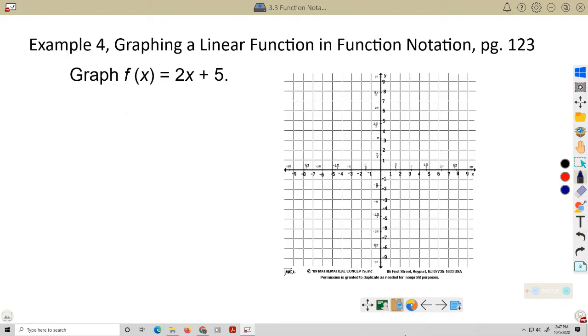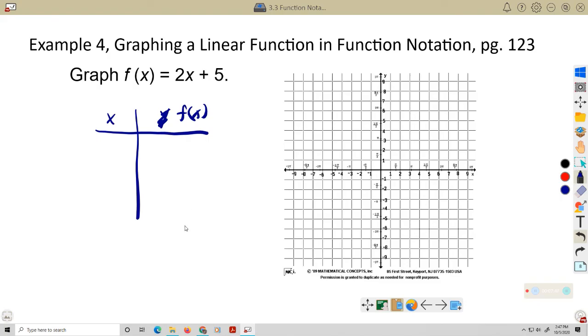Example 4. We're going to graph a linear function in function notation. Our most basic way of graphing these things is called using a table. We're going to use a table. And now I put y, but let's use f of x because I want to stay consistent here.